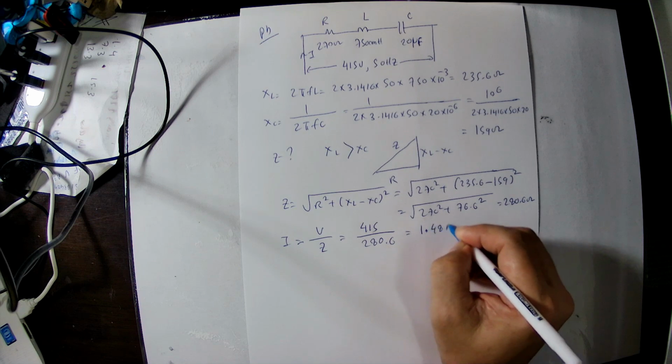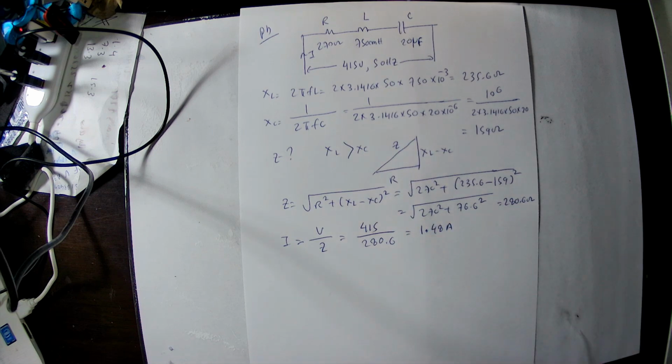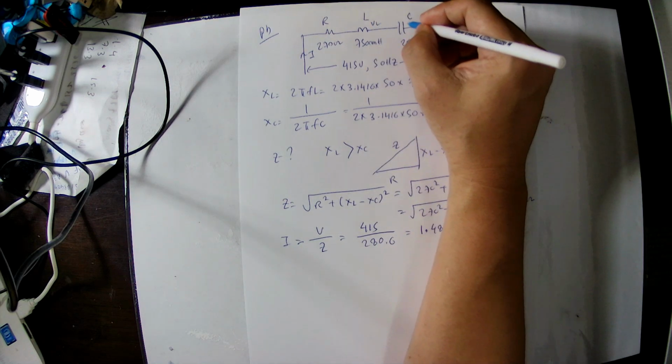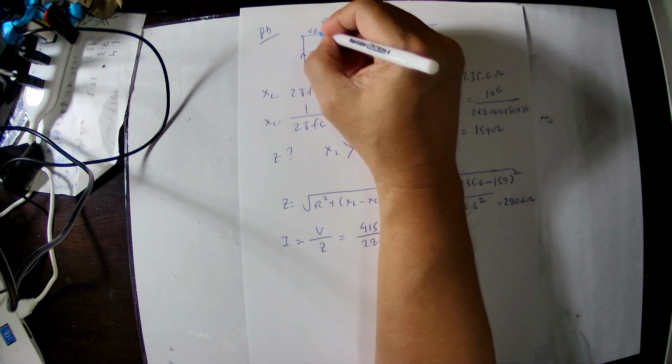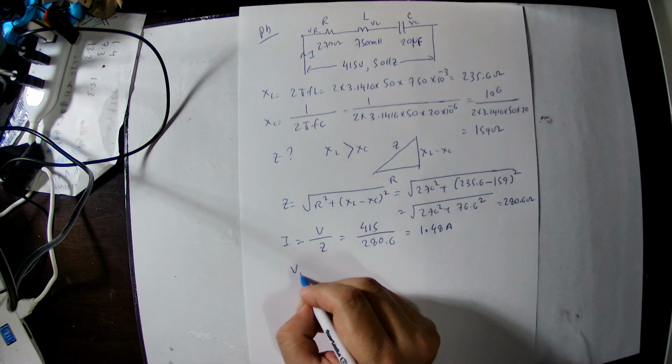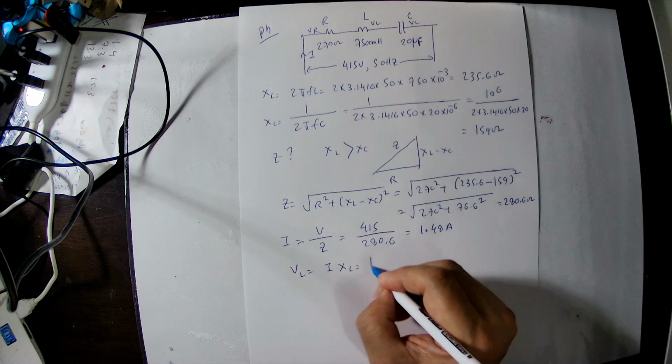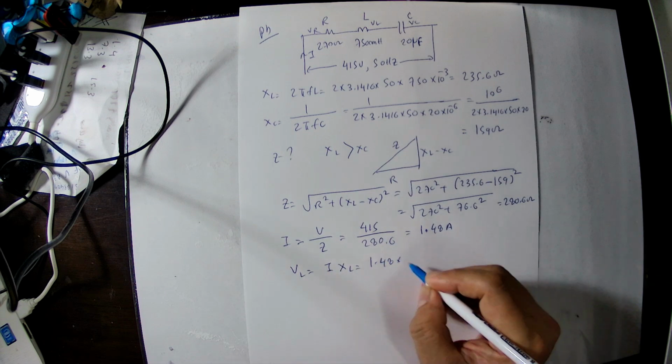Current is 1.48 ampere flowing into the circuit. And then we need to find out the voltage drop across the inductor. The voltage drop across the inductor is VL, across the capacitor is VC, and across the resistor is VR. So VL needs to be calculated: I into XL. The current is 1.48. The XL value we already know is 235.6.